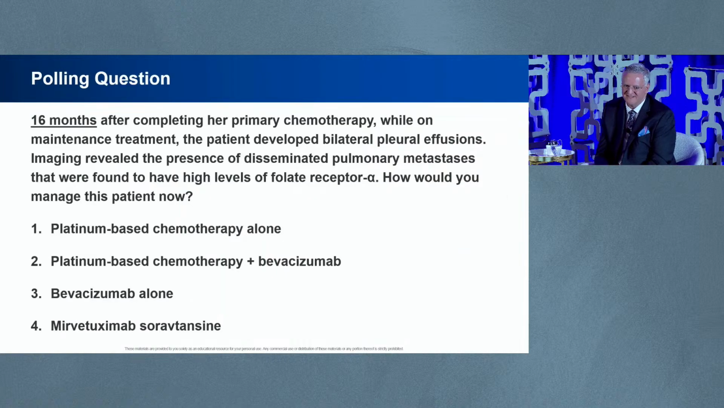So, polling question. 16 months after completing her primary therapy, while on maintenance therapy, the patient develops bilateral pleural effusions. Imaging revealed the presence of disseminated pulmonary metastases and found to have high levels of folate receptor alpha. How would you manage this patient now? Chemotherapy? Chemotherapy plus bevacizumab, bevacizumab alone, or mirvetuximab soravtansine.